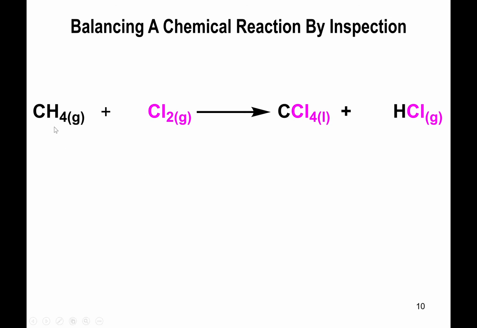So looking at carbon, we have one carbon on the left side. On the right side, we have one carbon. So that's balanced to begin with. Now let's take a look at the hydrogens. We have 4 hydrogens on the reactant side.